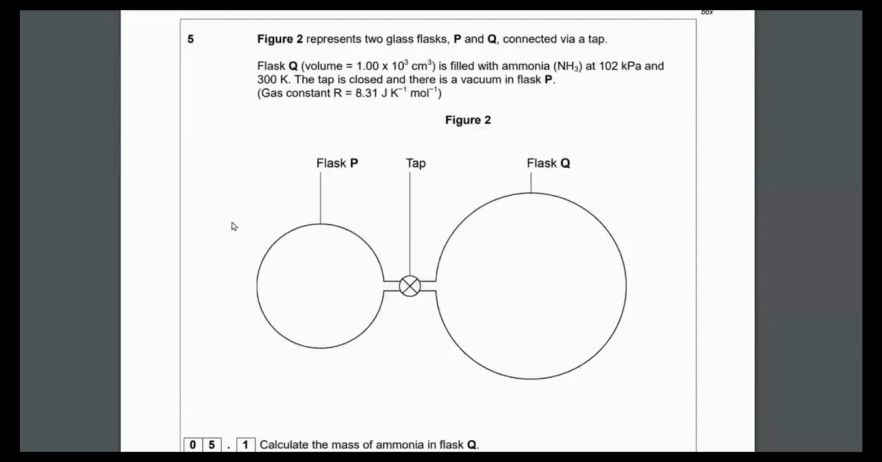And that's a lovely question for picking up marks. Practice, practice, practice is the way that you get good at chemistry A level. Once you've got these techniques down, these are like 3 marks. Question 5.